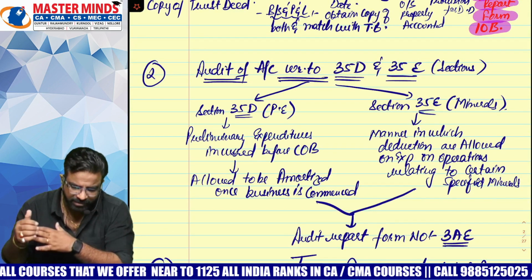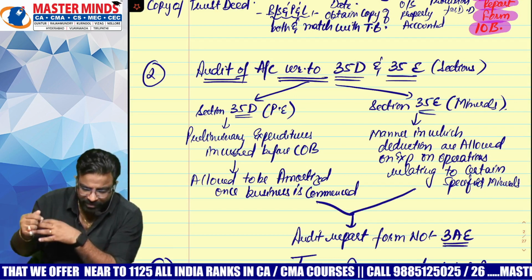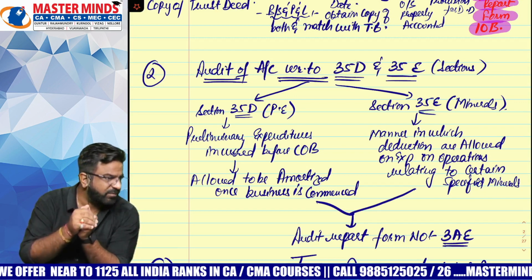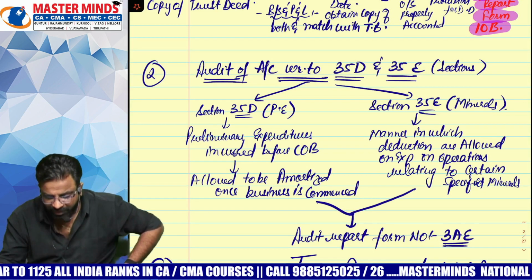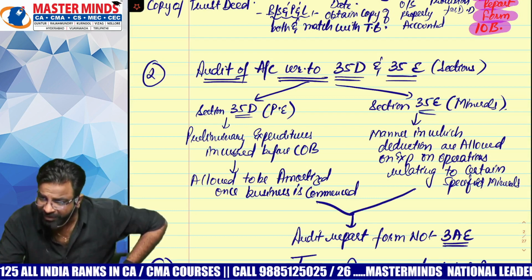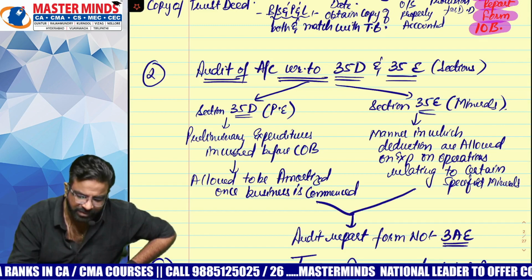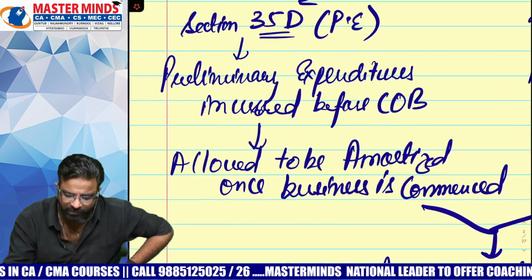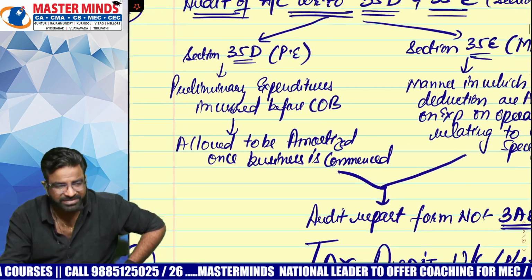Next, audit of accounts with respect to 35D and 35E. What is 35D? Preliminary expenditures incurred by the company before the incorporation or before commencement of its business activities. Uska audit karna. And what is 35E? If the company is involved in the extraction of minerals. Are you getting the point? So what is section 35D?